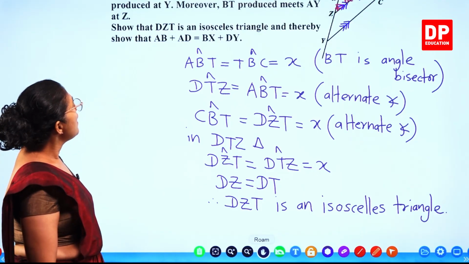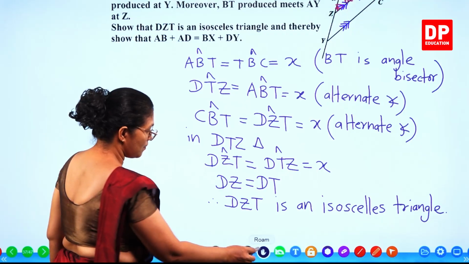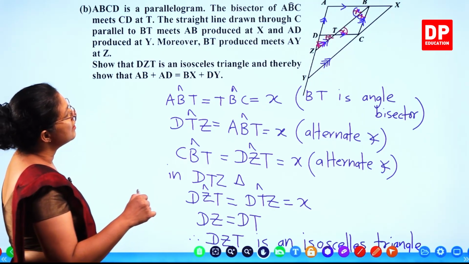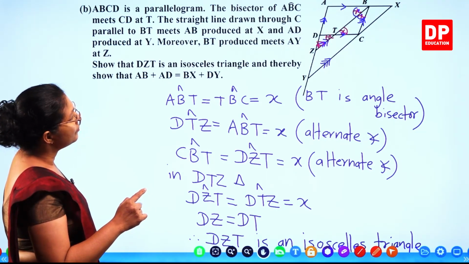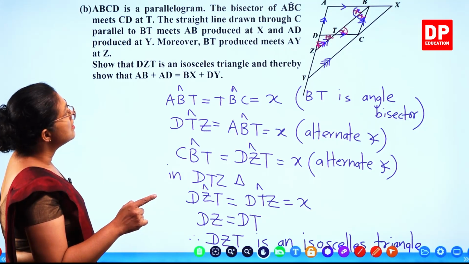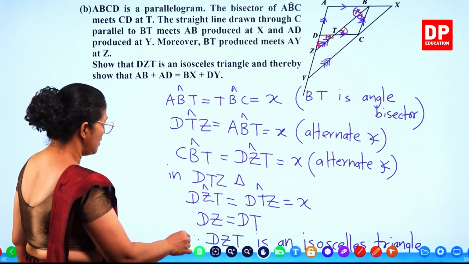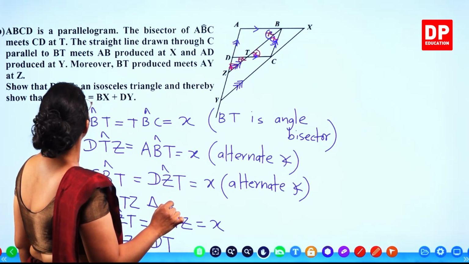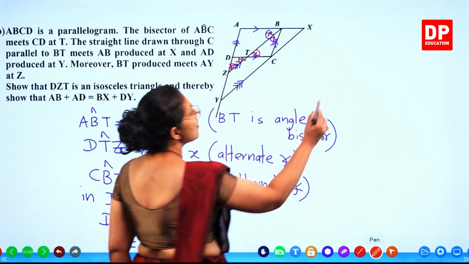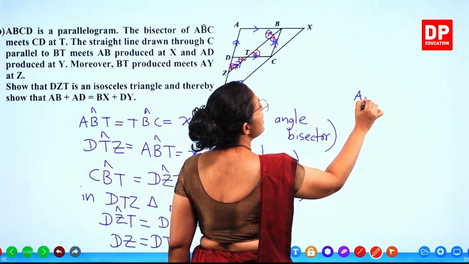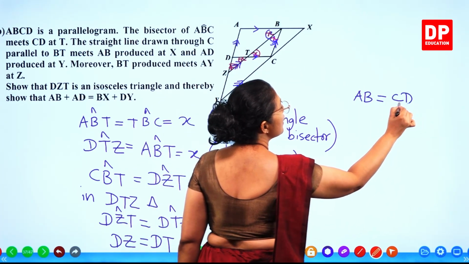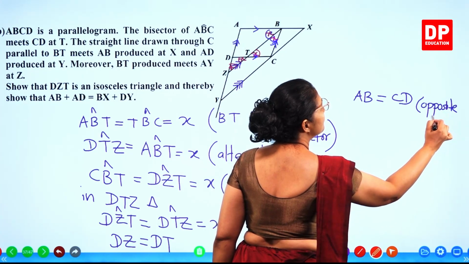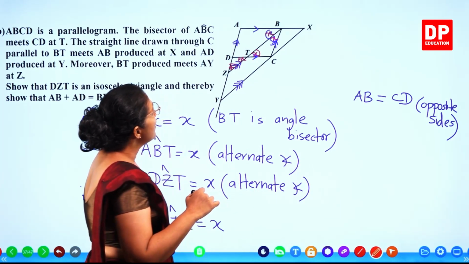What's the second part? Show that AB plus AD, that's this part, is the same as BX plus DY. So let's try that one. I'll do the question here. So this is the second part. AB, we know that AB is equal to CD. Opposite sides of a parallelogram are equal.